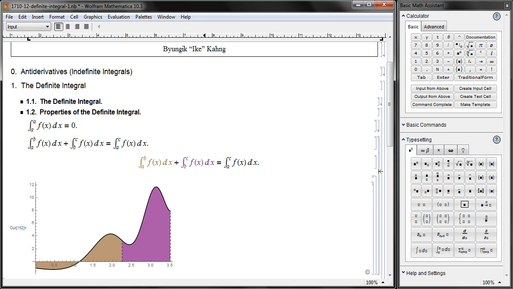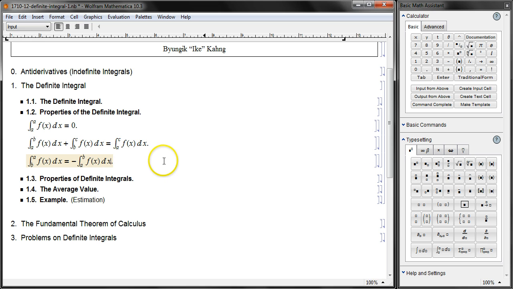Here's a visualization. The integral from a to b is brown. Here's a, and then going to b. And the integral from b to c, that's purple. Add them together, what do we get? We have to get the entire accumulation from a all the way up to c. It's easy to see.